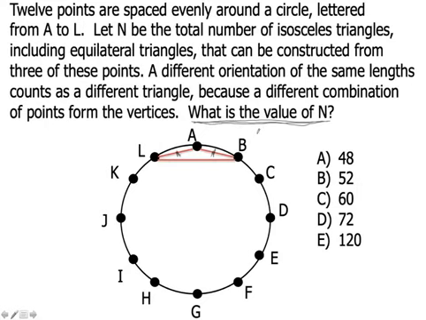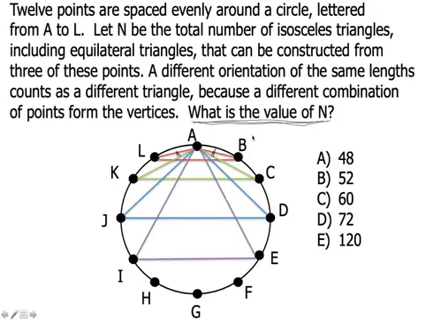How many other isosceles triangles can I draw from A? Well, I could do ABL right there. I could do ACK. I could do ADJ. I could do AEI. And I could do AFH. And so that is how many? 1, 2, 3, 4, 5 isosceles triangles I was able to get from A. And the problem told me that a different orientation of the same lengths counts as a different triangle. So I'm not done counting. I need to do this for every single point. Well, how many points do I have? I have 12. So it's 12 times 5 should give me 60.